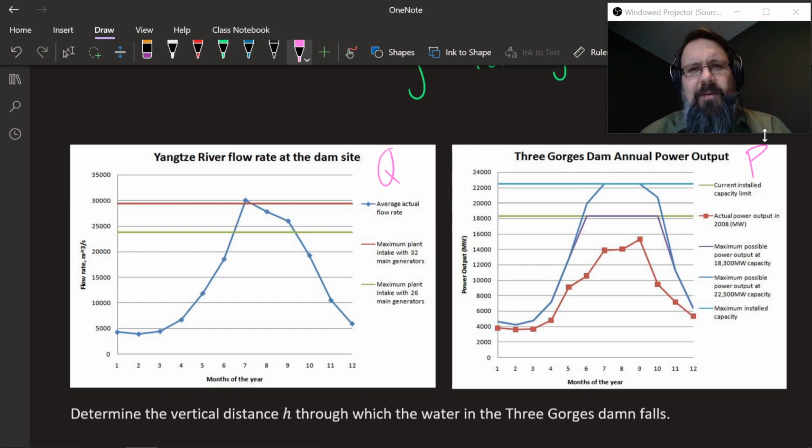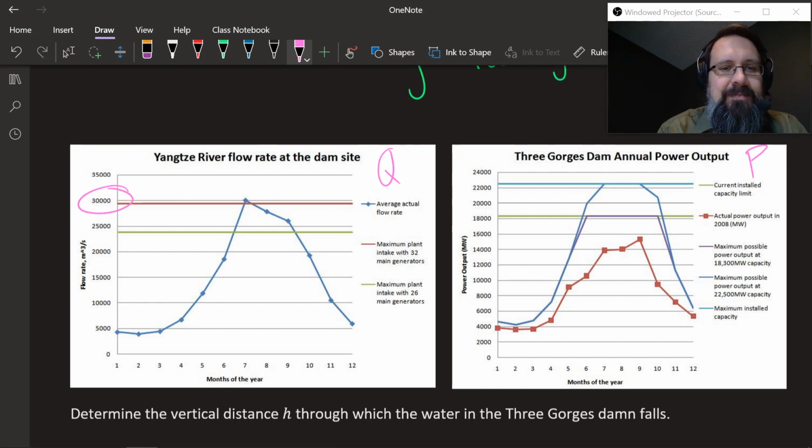You can see that the flow rate varies throughout the year. Obviously, based on snowfall, when it melts, and the different times of the year, you're going to have different rates of water flowing through the river. And you notice that at its peak, the flow rate is about 30,000 cubic meters per second.